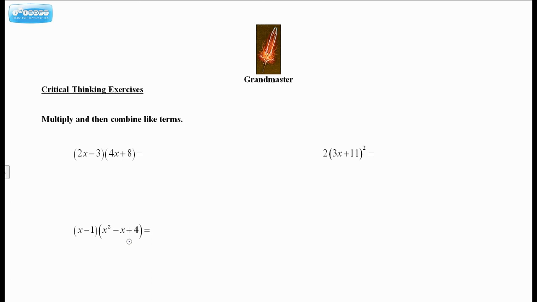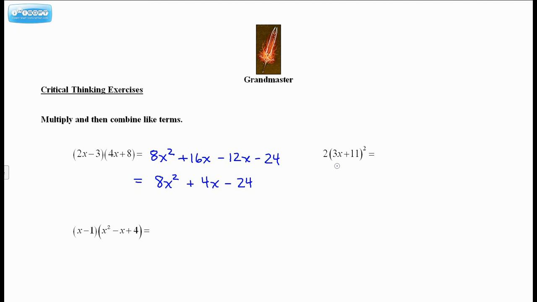First, outside, inside, last. So multiplying my first two terms, I get 8x squared. Multiplying the outside, I get plus 16x. Inside gives me minus 12x. And last, minus 24. Combine like terms. 8x squared plus 4x minus 24. Done.